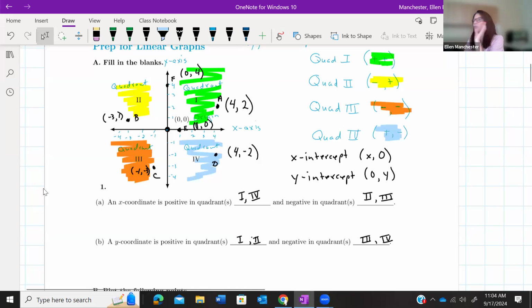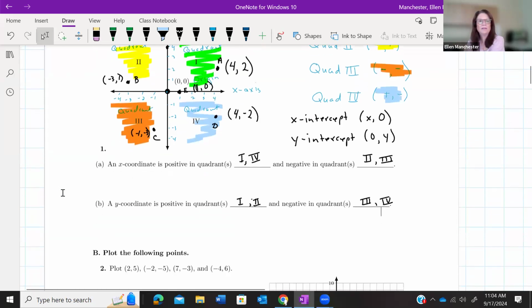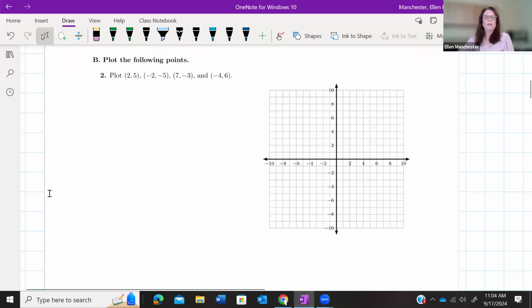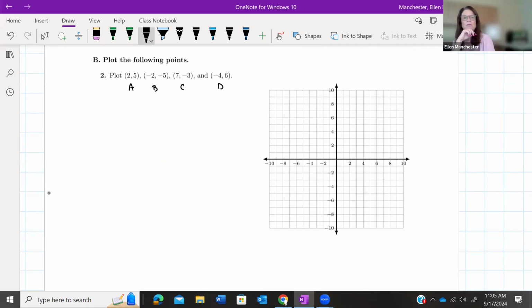Okay, so just remember, it's always x first. X is always going to be first, y will always be second in these ordered pairs. All right, go ahead and plot those points. And we'll go ahead and name them A, B, C, and D. So you don't have to write the numbers, just write A, B, C, or D on the top.